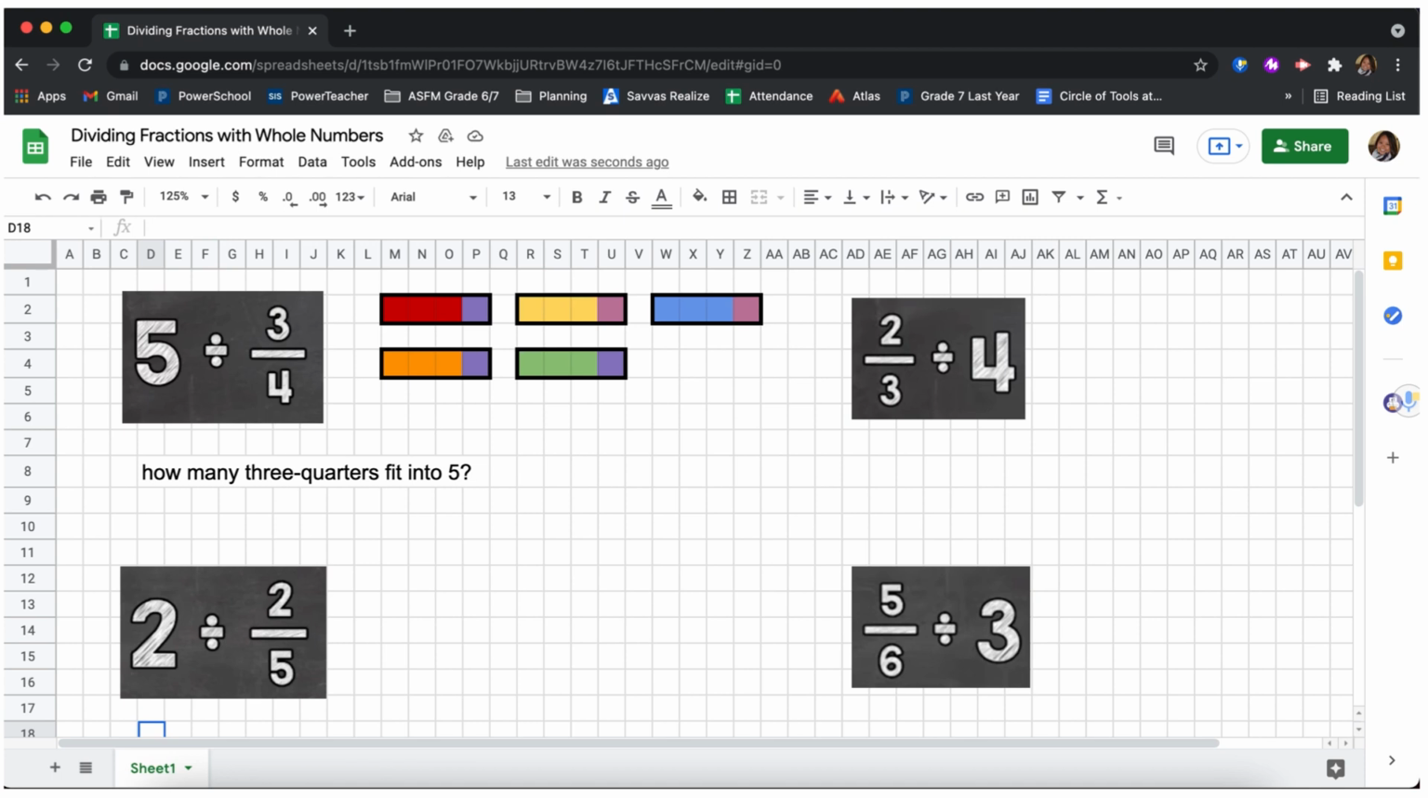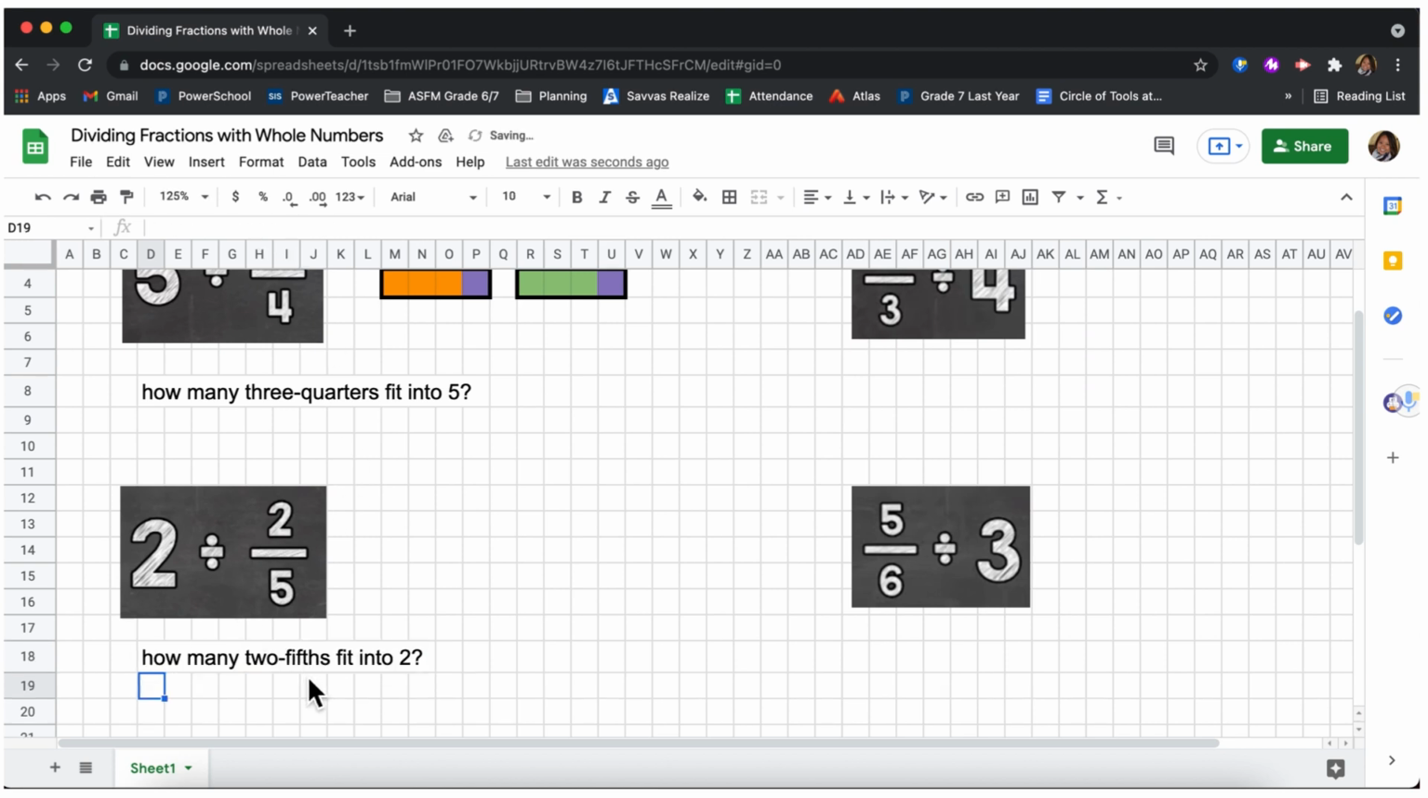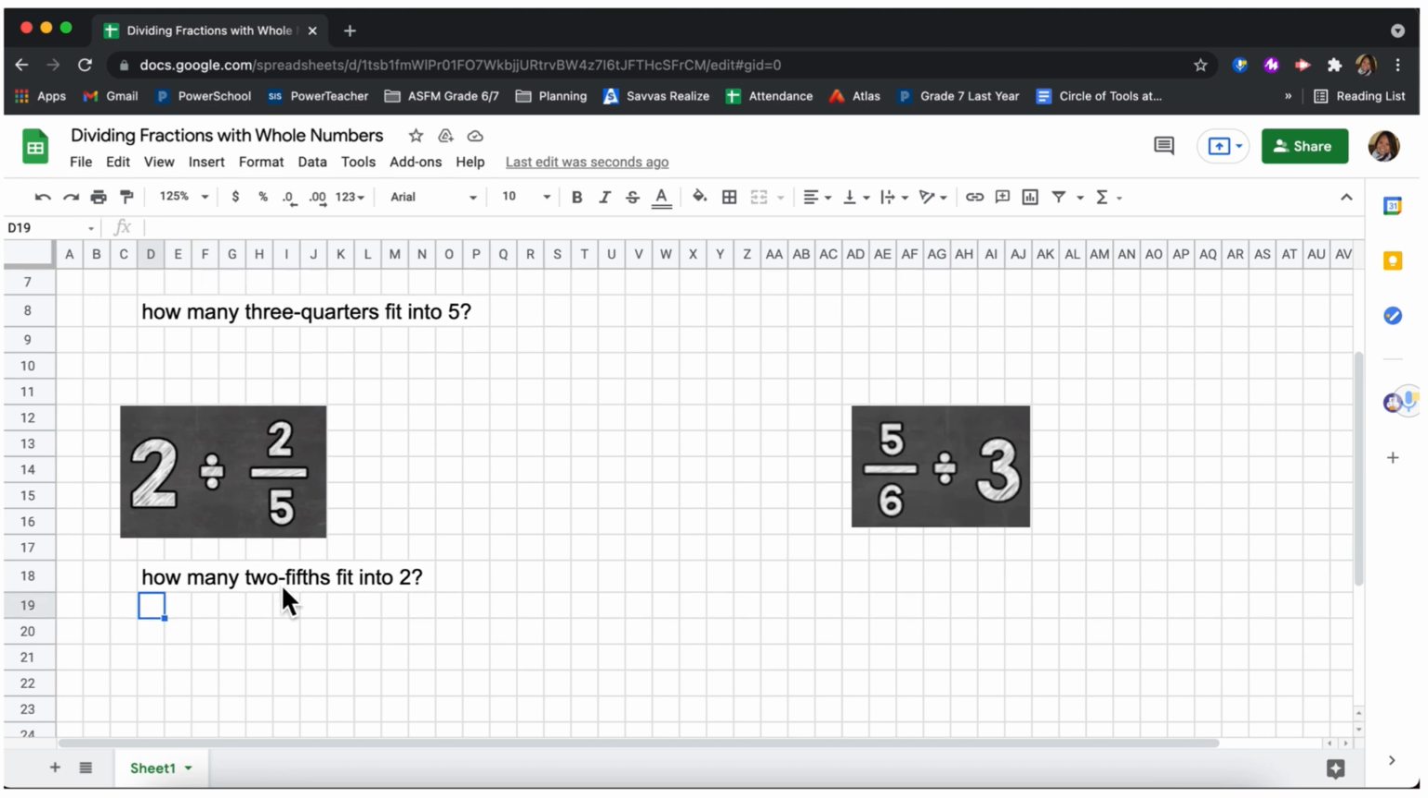All right, so let's take a look at our second example. We have 2 divided by 2/5. Again, in other words, this is like saying how many 2/5 fit into 2. So in our model, we're going to have to create 2 wholes, but we need to know how much makes a whole. In this case, because this fraction is 2 over 5, we know that the whole is going to have 5 parts. So 1, 2, 3, 4, 5, and we're going to create a rectangle.